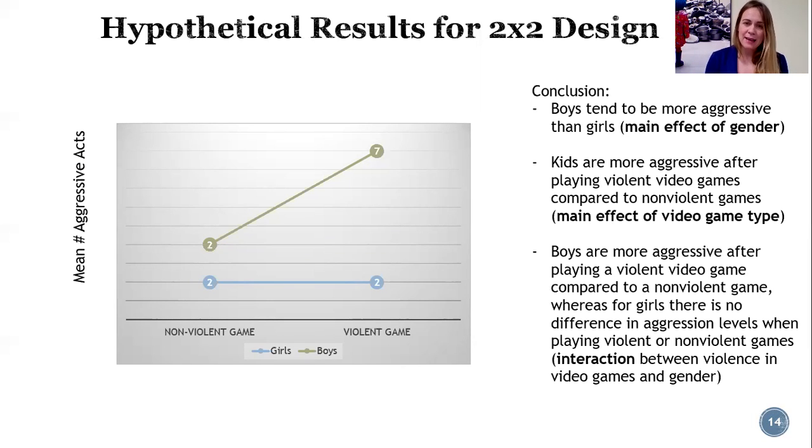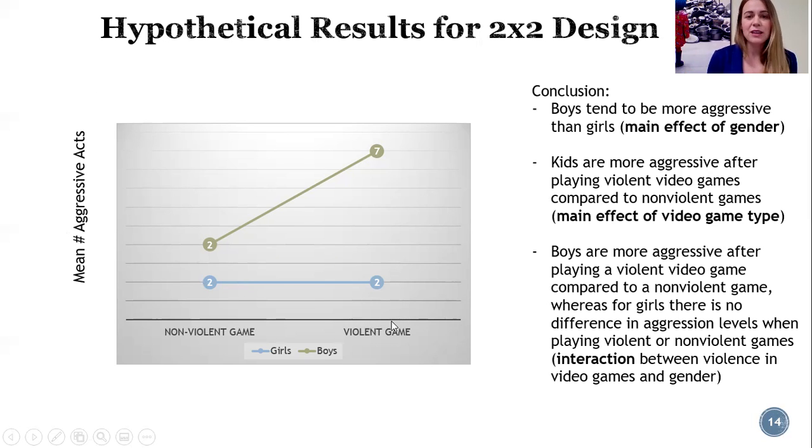So this is the same data from that little matrix, those boxes, plotted here in a graph. On the y-axis, we have how aggressive kids are, on average, the number of aggressive acts that they do. This beige line is boys, the blue line is girls. Over here on the left, we have when those kids played non-violent games versus when they played violent video games.